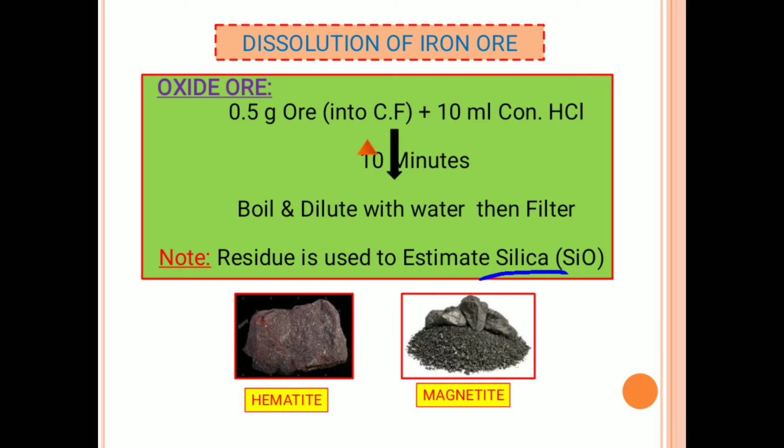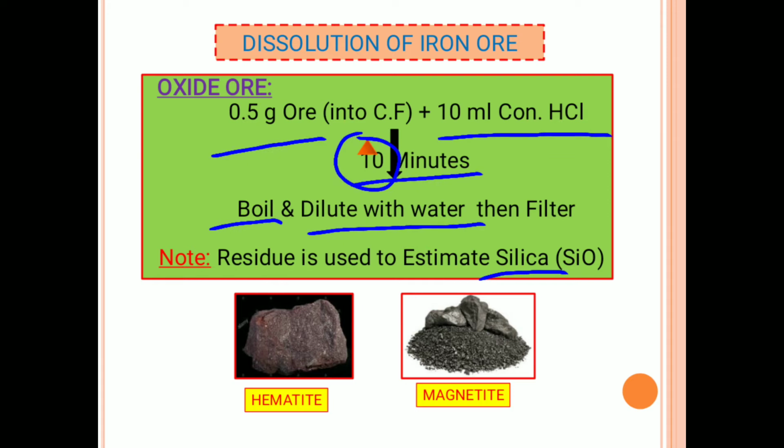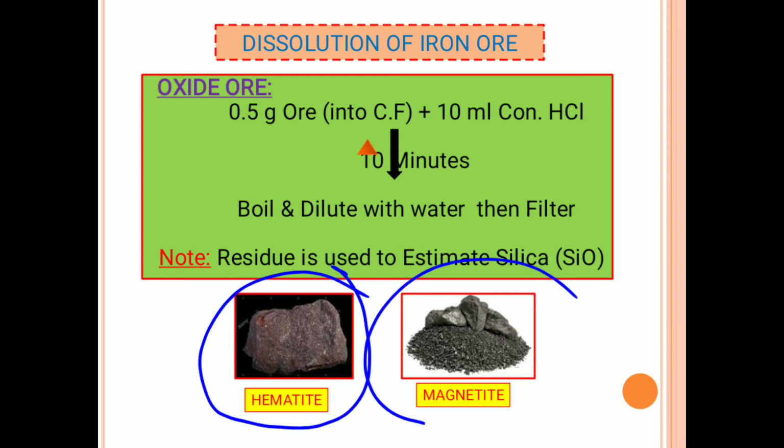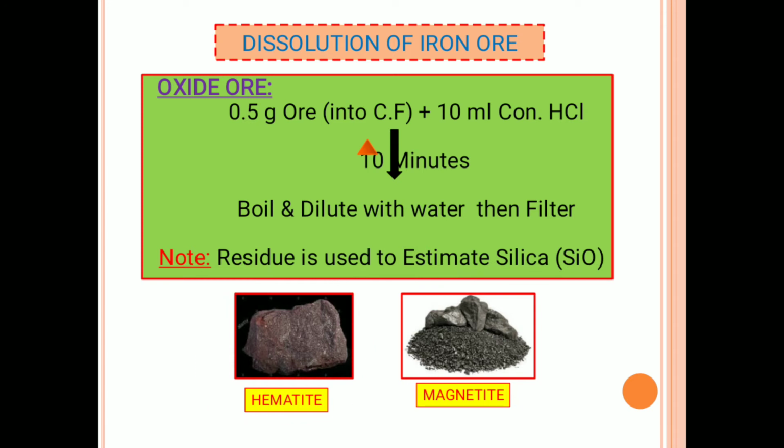Simple process. Take 0.5 gram of ore into a conical flask. Add 10 ml of concentrated HCl. Heat it for 10 minutes. So this is the heating symbol. Next boil it. Dilute with water. Then filter. Okay. This is the dissolution process of iron oxide ore. As you know, the iron oxide ores are hematite and magnetite, as shown in the images.